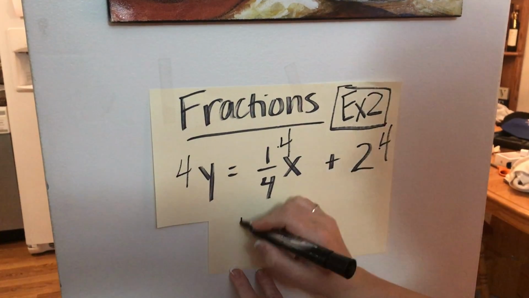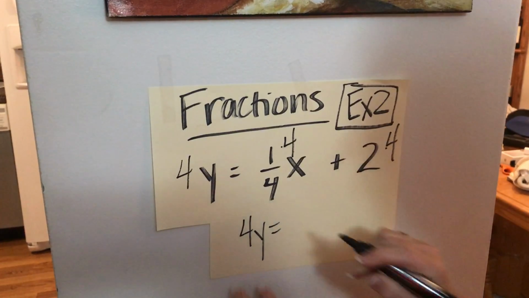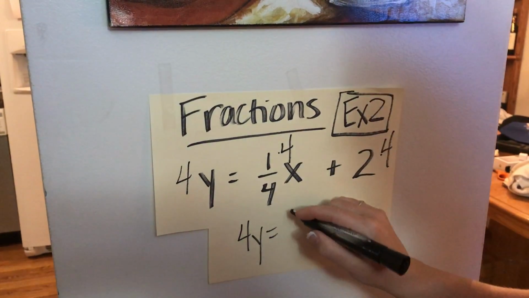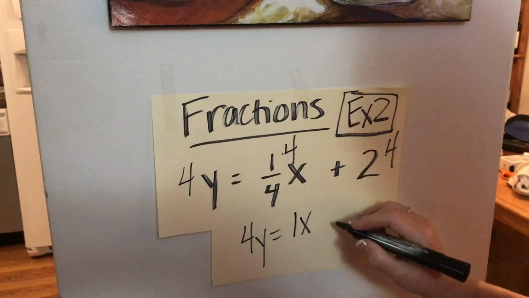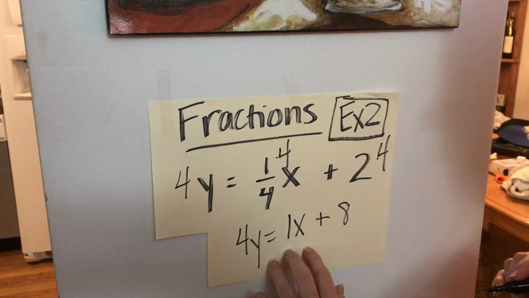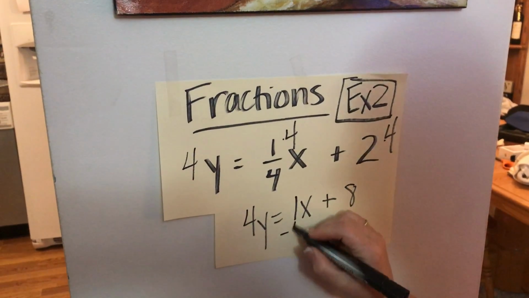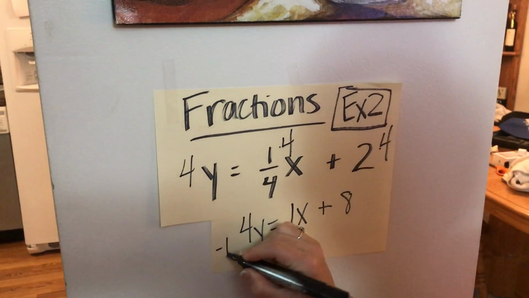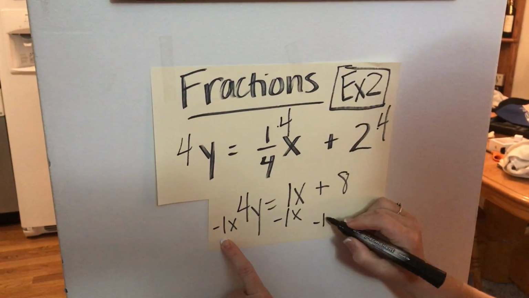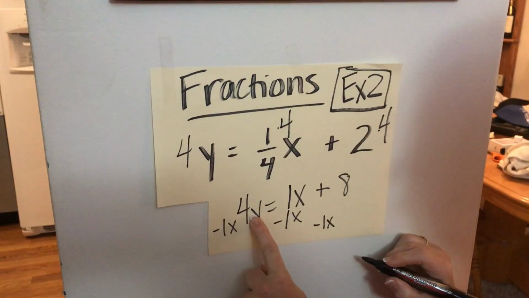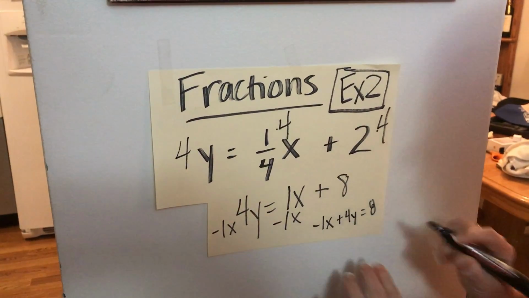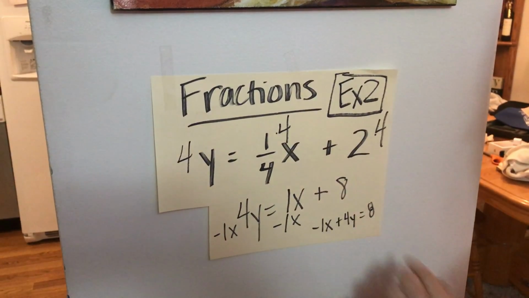So then we get 4y equals, well, 1 times 4 is 4, divided by 4 just gives me 1x plus, and then 2 times 4 is 8. And so to get this in standard form, we just subtract 1x on both sides. And so in standard form, we have a negative 1x, 4y is positive, so plus 4y equals 8, and then you could just use your cover-up method to get your intercepts.